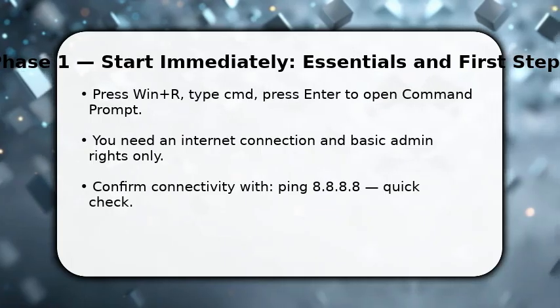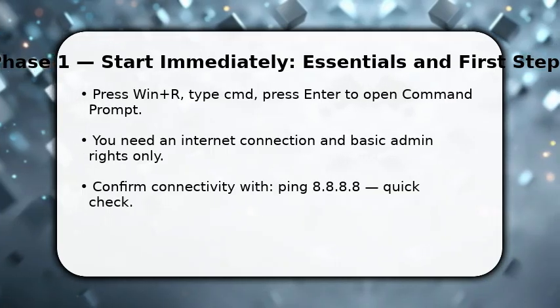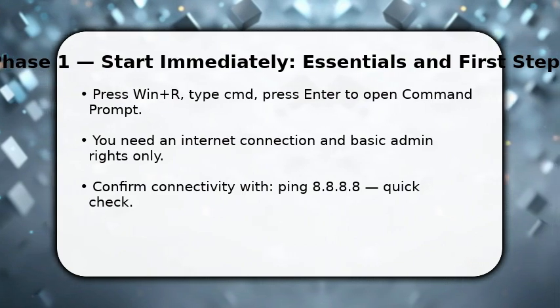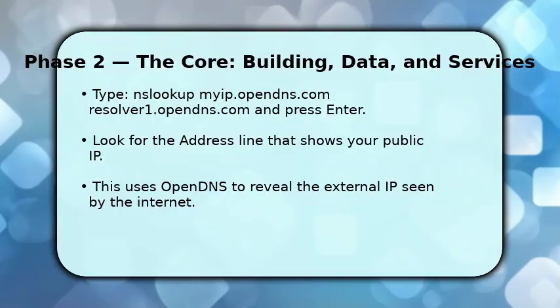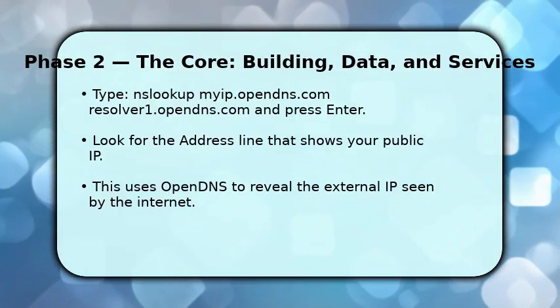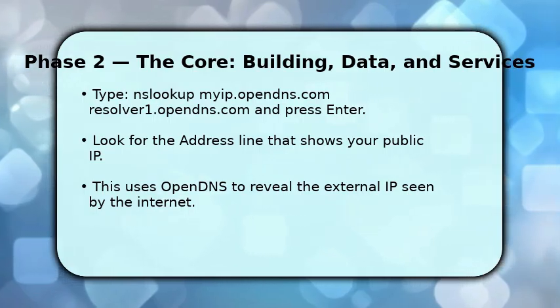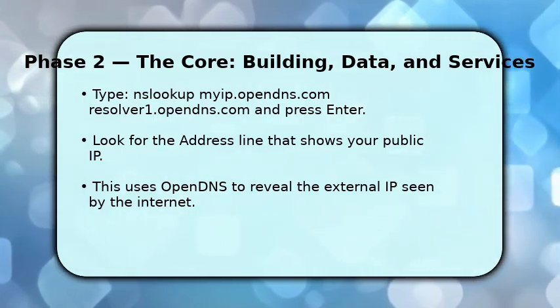After confirming connectivity, keep the window visible because the next step runs a DNS-based query that returns your network's public IP. This avoids third-party web pages and works from the command line. Now run a DNS lookup. Type nslookup myip.opendns.com resolver1.opendns.com and press Enter. This command asks a public resolver what IP it sees for your connection.